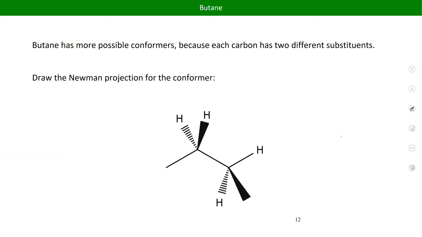Each carbon has two different substituents for butane. So this is just for butane. So for this conformer, assume we're viewing from up and to the left. What is the Newman projection going to look like?